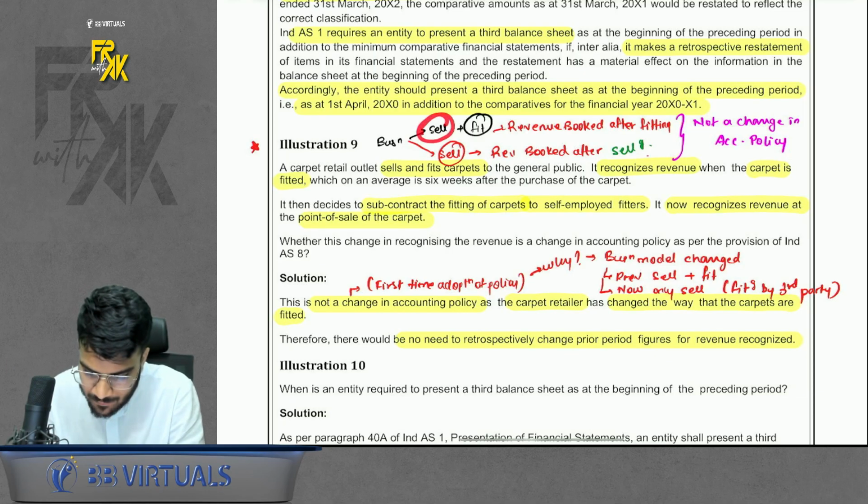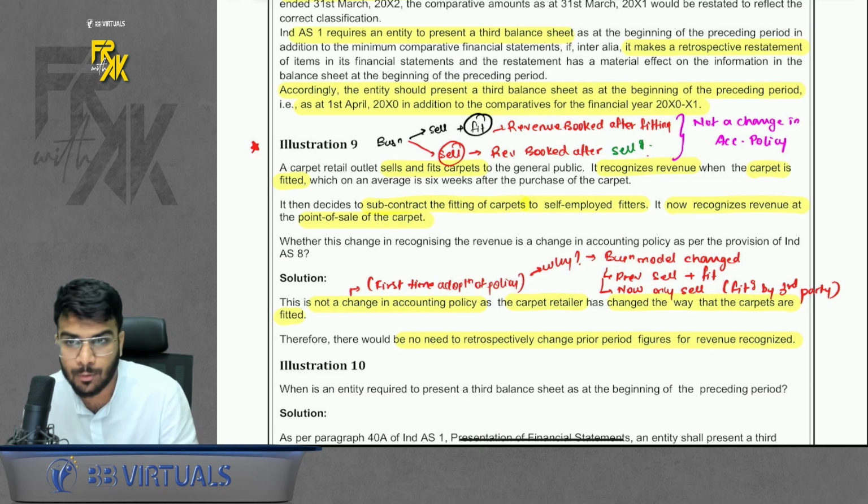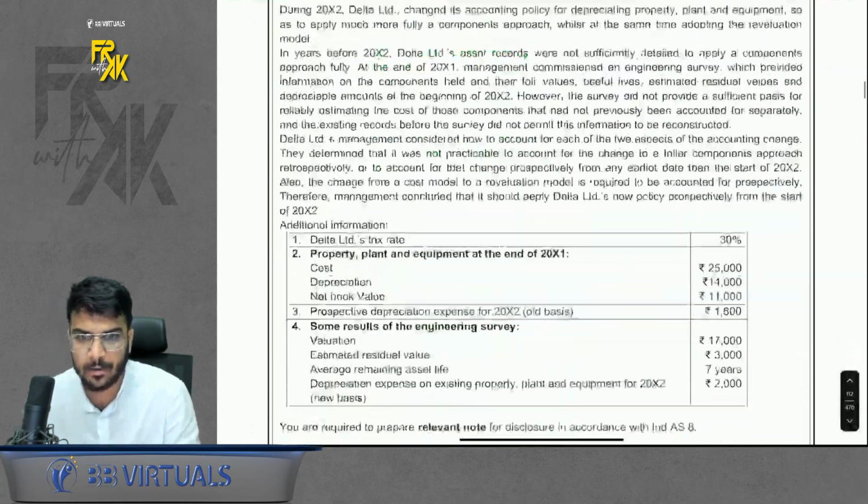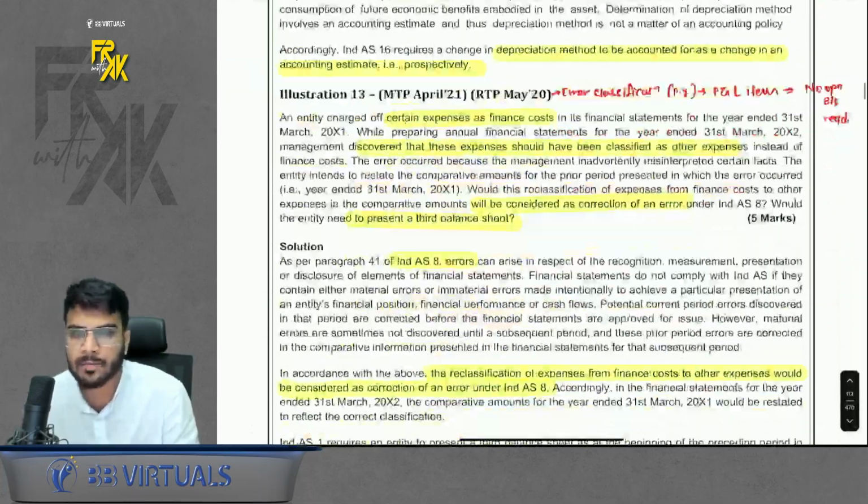Your business model previously was sale plus fit. Now it is only selling. That is why you have changed the revenue booking. So this is more like a first time adoption of policy, not a change in policy. Do remember that part. Okay. Then we can proceed further.